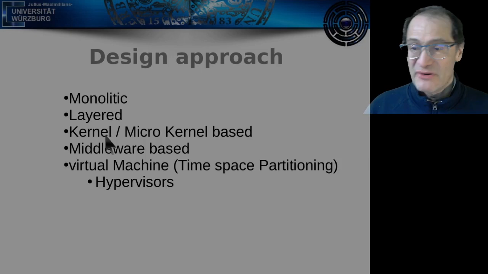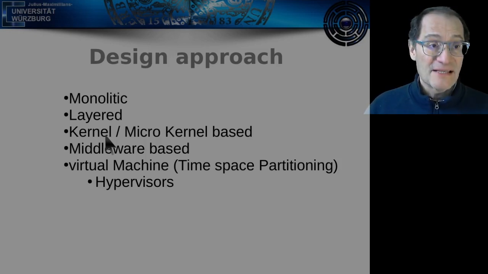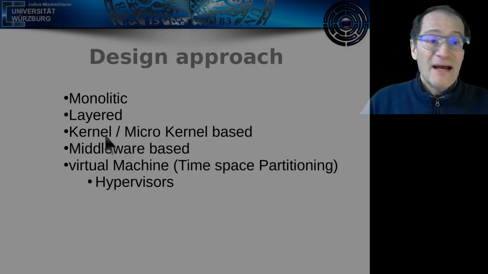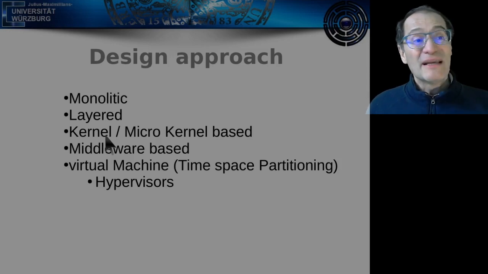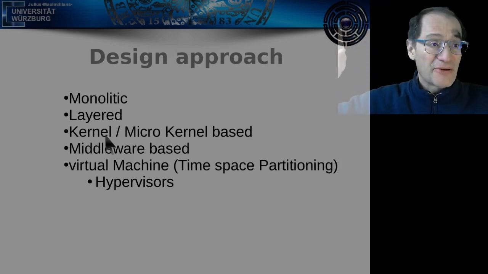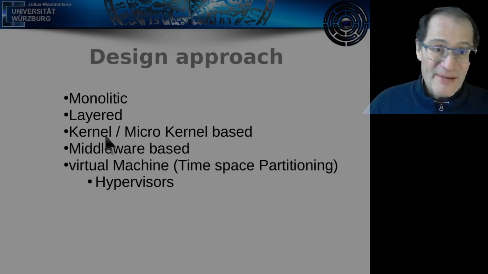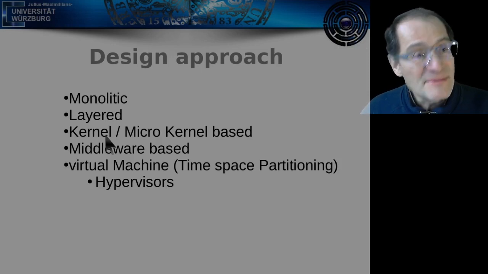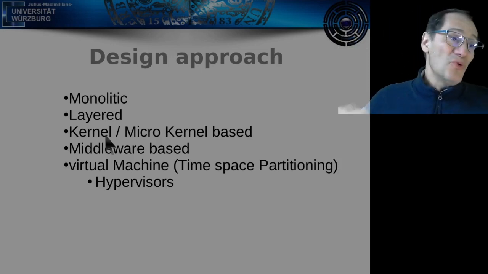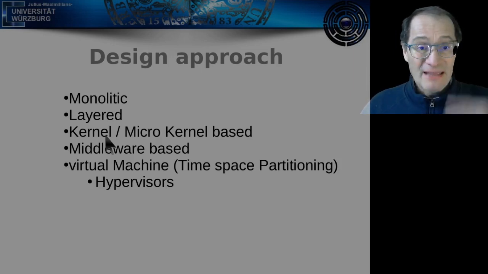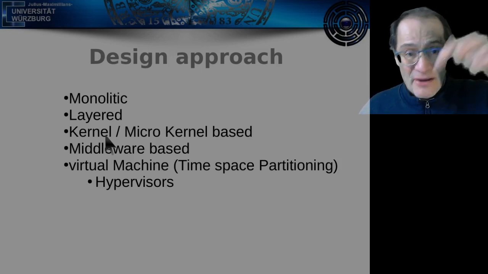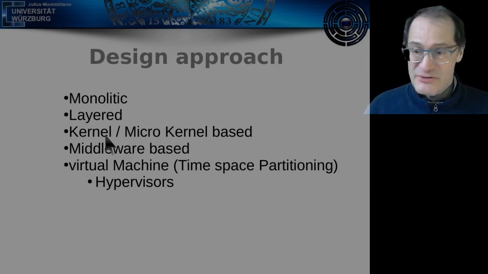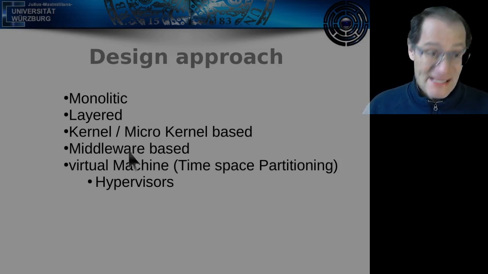Then we have the option of kernel and microkernel based operating systems. In this case, the operating system is a very small set of functions, and all the other more complex functions are something like applications running on top of this microkernel. So every request from every application goes to the very simple operating system, which forwards the request to another system application. This system application executes the request, goes back to the microkernel operating system, and then we go back to the user application.